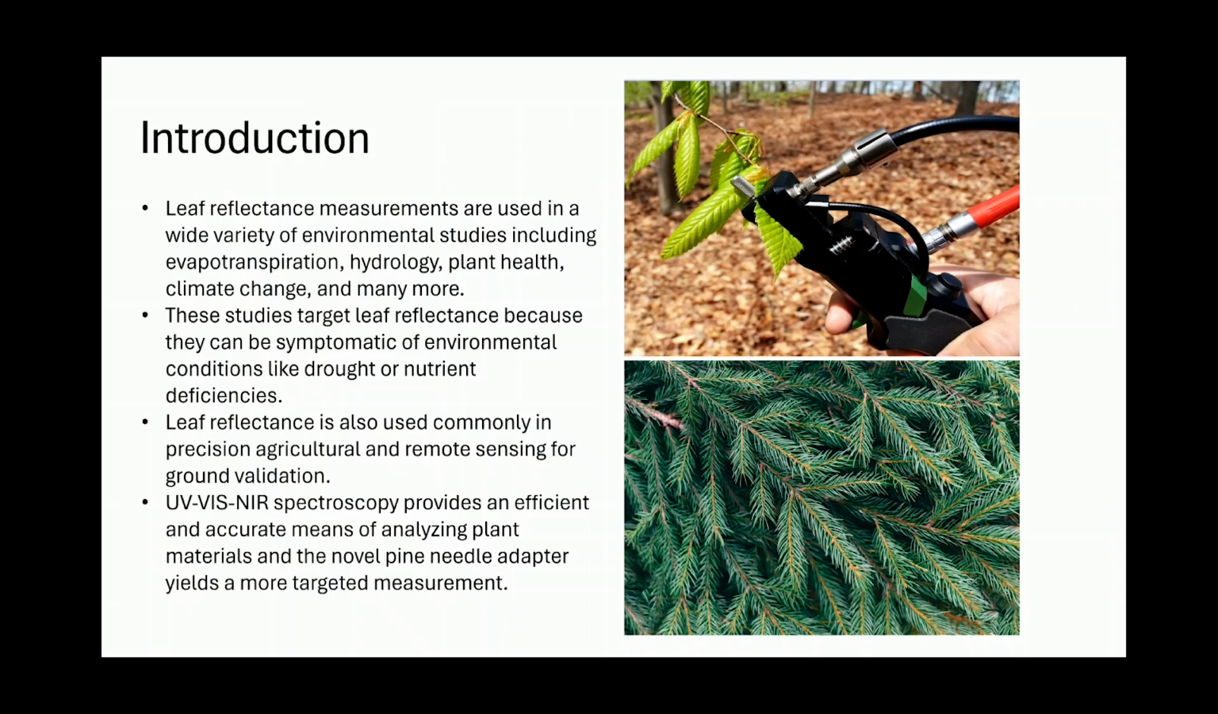Leaf reflectance is used because it is often symptomatic of the environment as a whole, so it can indicate drought or nutrient deficiencies, which is why it's also used heavily for precision agriculture as well as for validating and classifying remote sensing images. With the pine needle adapter, this opens up a wide range of more species of plants that can be studied in this way with more targeted approaches.